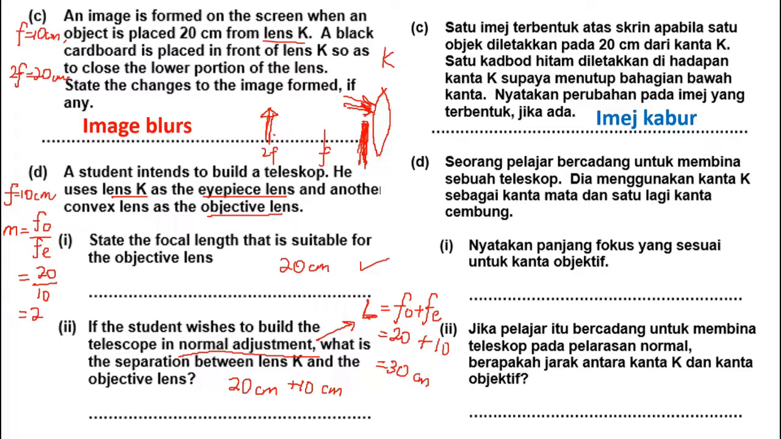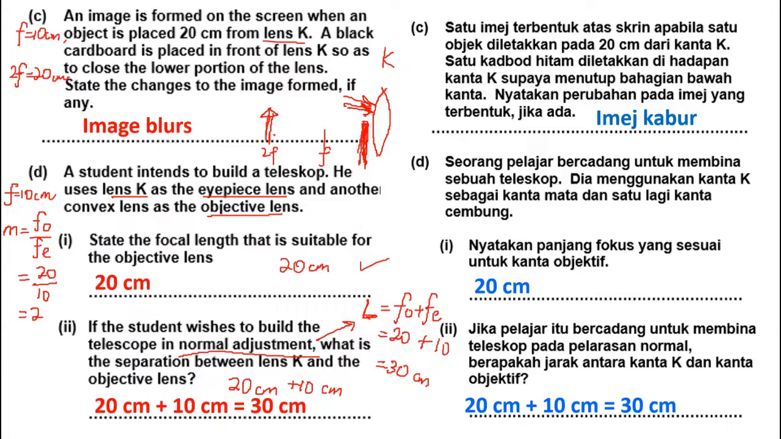So let's check the answer. Or if you use 40 centimeter here, for example, you don't want to use 20, that also can, as long as you select a larger value than FE. Then let's say you select 30. Later on, when you substitute 30 into the formula, you will get 30 plus 10, which becomes 40 centimeter. So the normal adjustment will change to a new value, depending on the focal length that you selected in part 1.